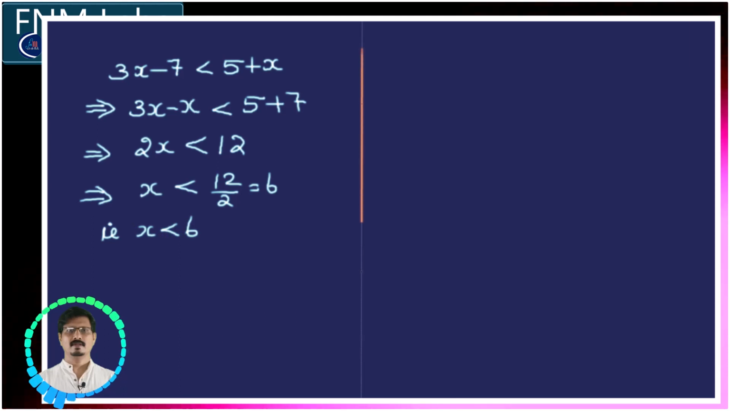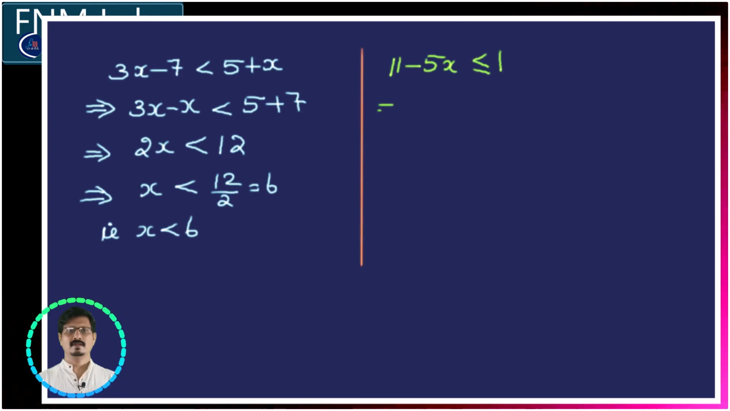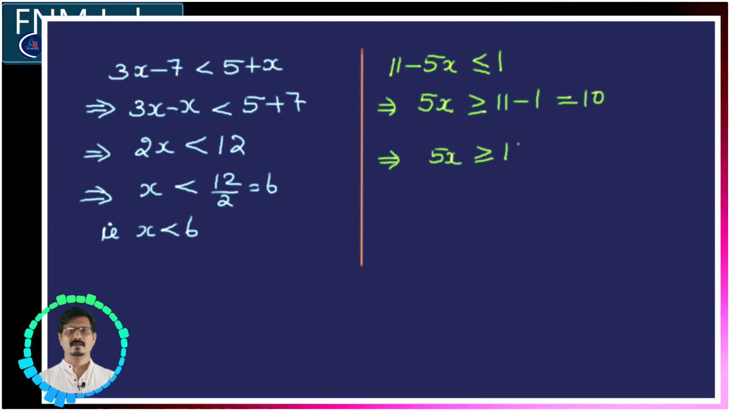Now moving on to the second inequality, 11 minus 5x less than or equal to 1. This implies 5x needs to be greater than or equal to 11 minus 1. That is, 5x is greater than or equal to 10. And we see that the value of x has to be greater than or equal to 2 in order to satisfy the second inequality.